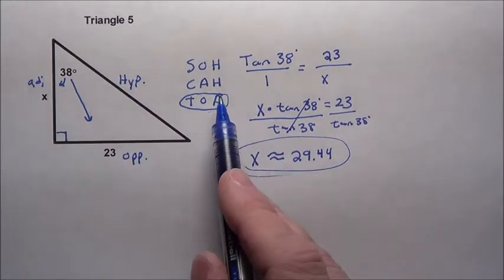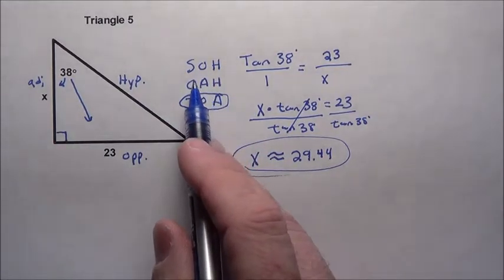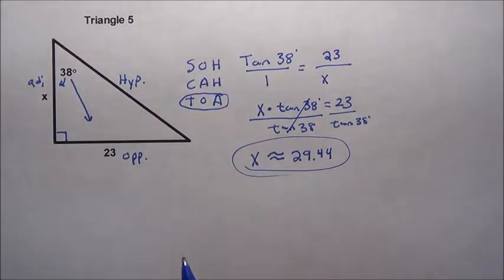Since I did this, and I know that this always is going to work, our sine, cosine, and tangent angle stuff, I know that I got the right answer. Problem 5, 29.44 is the missing side right here for x.